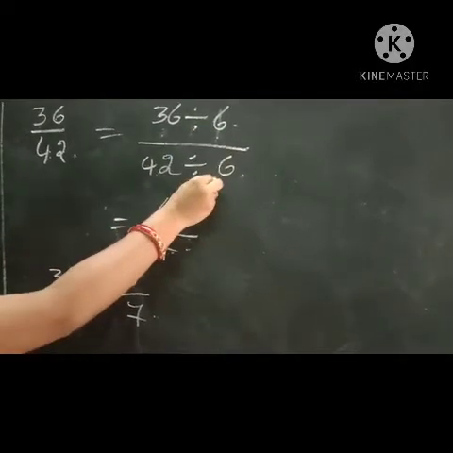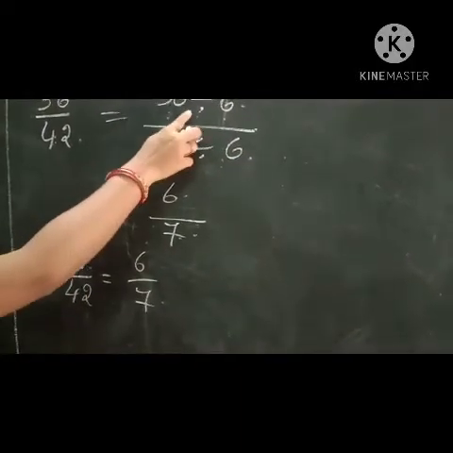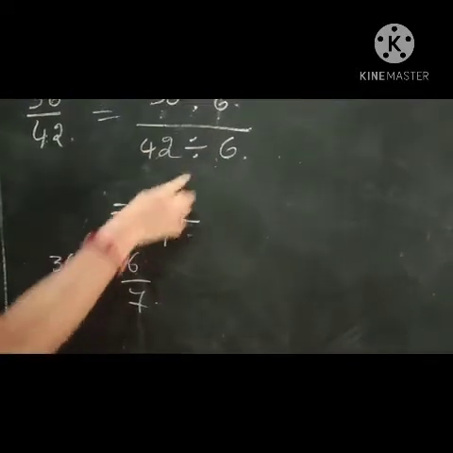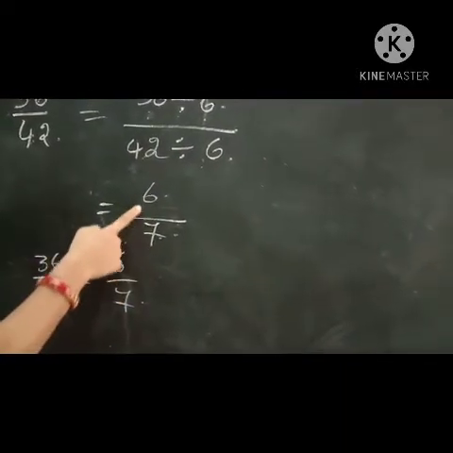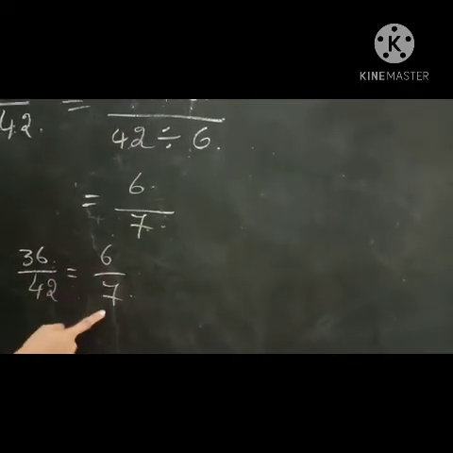In the numerator and denominator we have to take the same number. So here we have to divide these 2 numbers. What we get, 6 by 7, is the lowest terms. 36 by 42 is equal to 6 by 7.